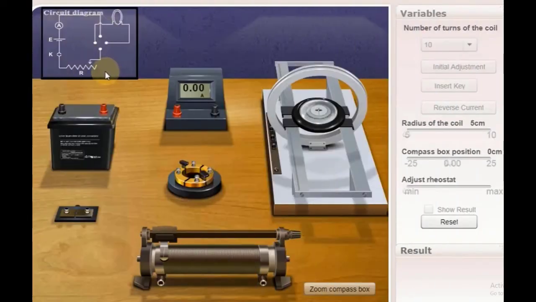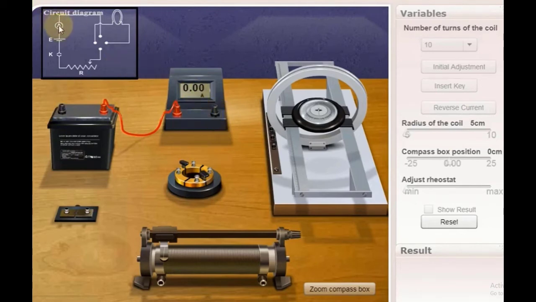So have a look at the circuit diagram. Battery is connected to ammeter, ammeter is connected to commutator, and the commutator is connected to the coil, and the other side of commutator is connected to rheostat. Rheostat's other side is connected to key, and the key is connected to the battery. So you will make the connections. Now if you make some wrong connection, it will not be connected. So if it's not connected, you will understand you are making a wrong connection.